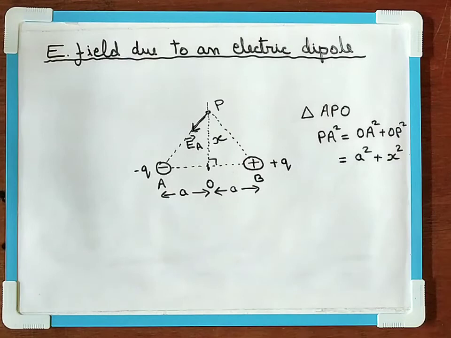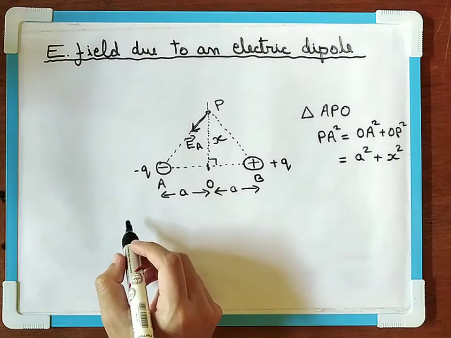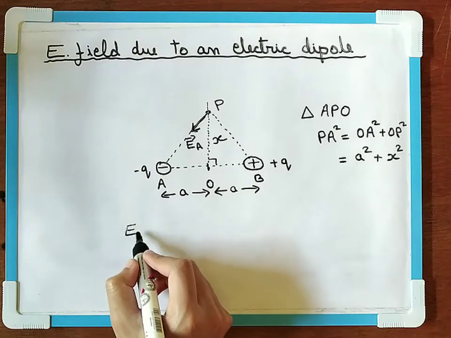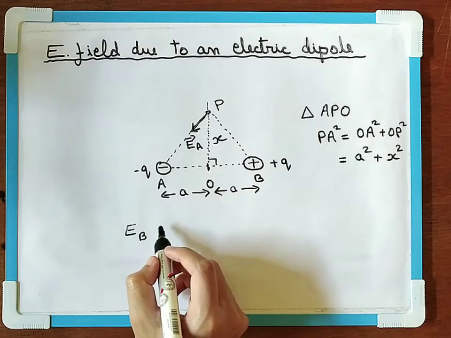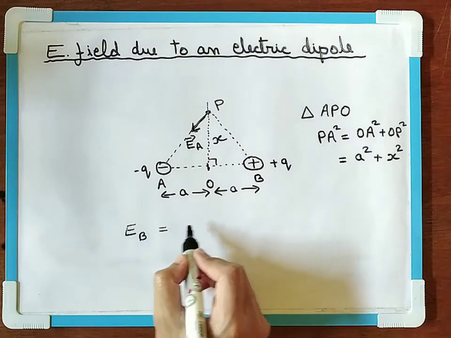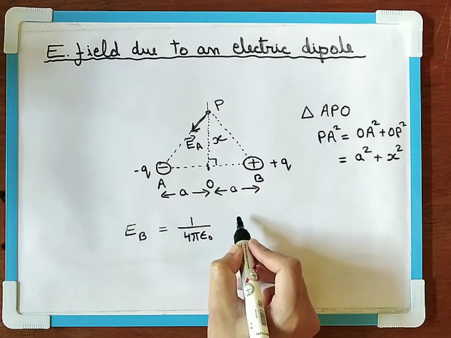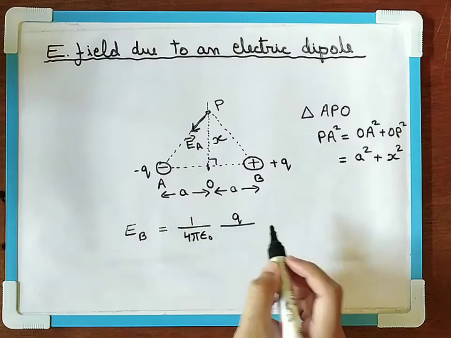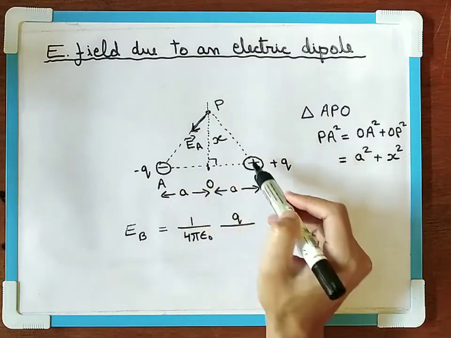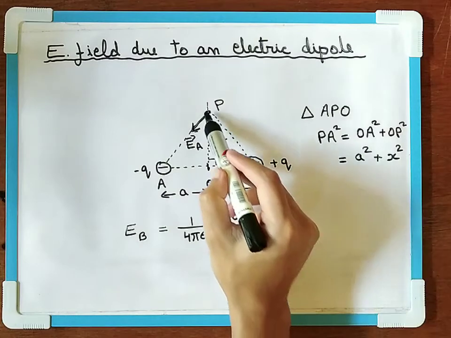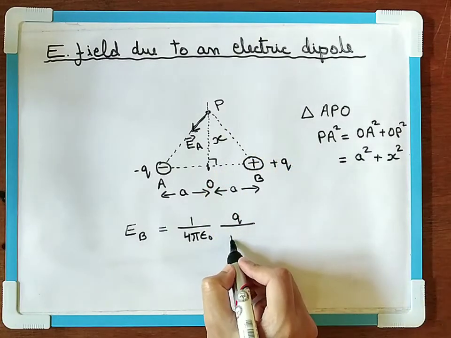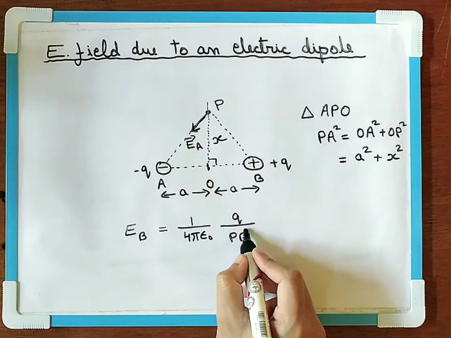So now the electric field intensity due to the charge plus q at P. Now this electric field due to plus q, which is placed at B, is given by EB, which is equal to 1 by 4 pi epsilon naught, then q divided by the square of the distance of the point P from the charge plus q, which is PB. So here we have distance PB square.